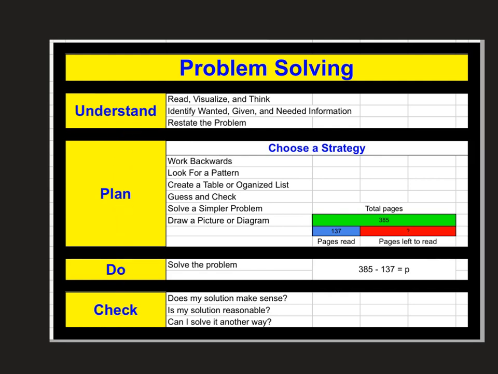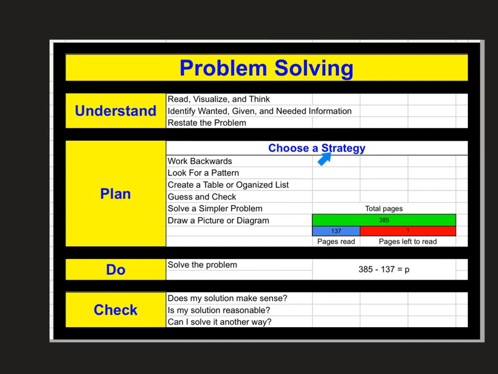UPDC. Understand the problem. Plan what to do. Do the problem. Check your work. I can't tell you how important this is, guys. So basically, when you understand the problem, you read, visualize, and think what's going on in the problem. We identify what is wanted. We see what is given, and we see what is needed information in order to solve the problem. Alright, then we go to restate the problem.